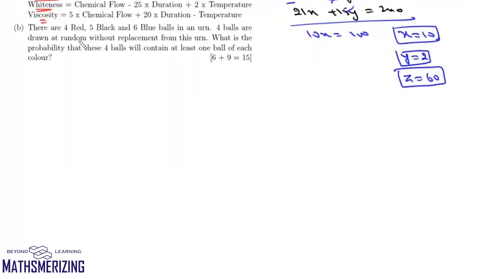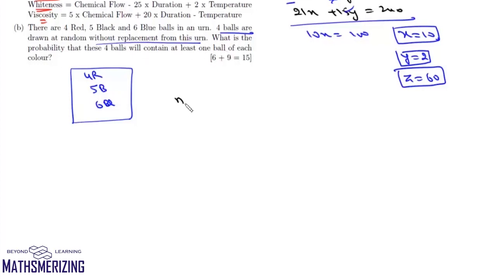Now part B is there are 4 red, 5 black and 6 blue balls in an urn. So we have this urn. So here we have 4 red, 5 black and 6 blue balls. Now 4 balls are drawn at random without replacement from this urn. What is the probability that these 4 balls will contain at least one ball of each color?